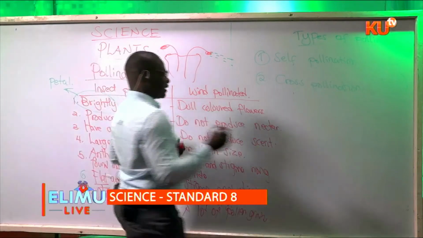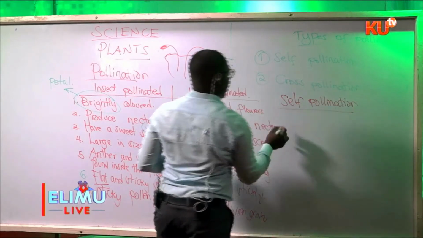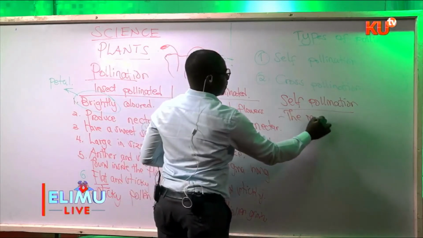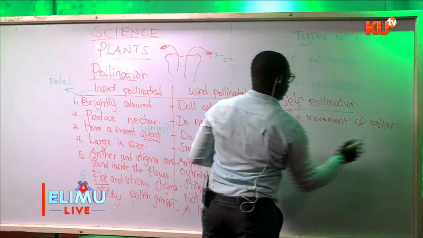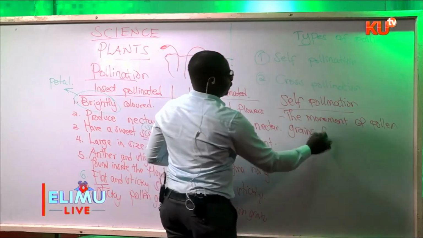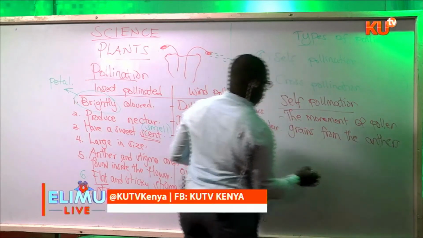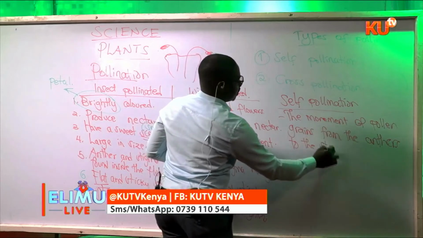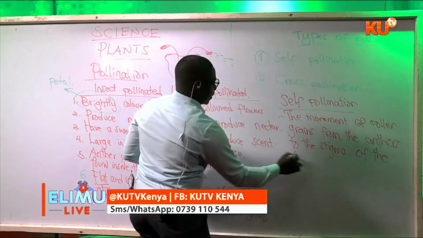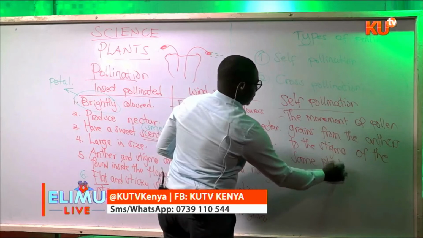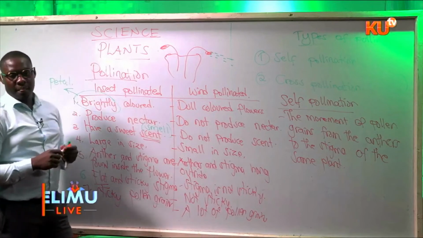So let's define what self-pollination is. Self-pollination is the movement of pollen grains from the anthers to the stigma of the same plant.